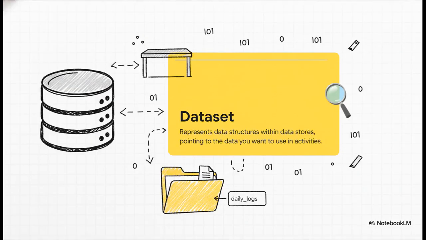And finally, we have the dataset. I like this analogy. If the linked service is the address of the library, the dataset is the specific book and chapter you need. It points to the exact data you want to use in an activity, like the customers table in your database or the daily_logs folder in your storage.